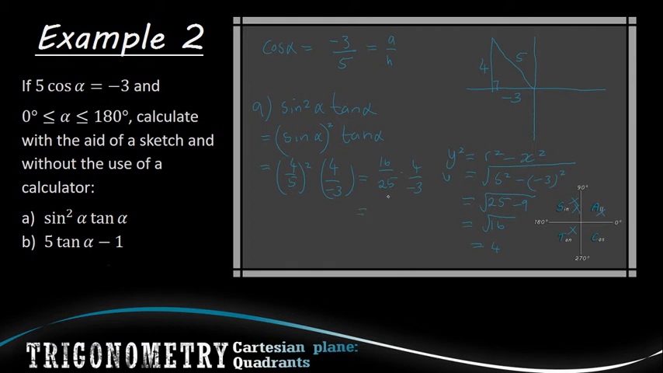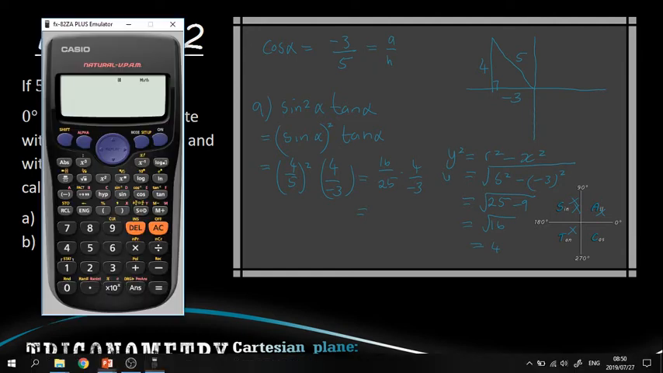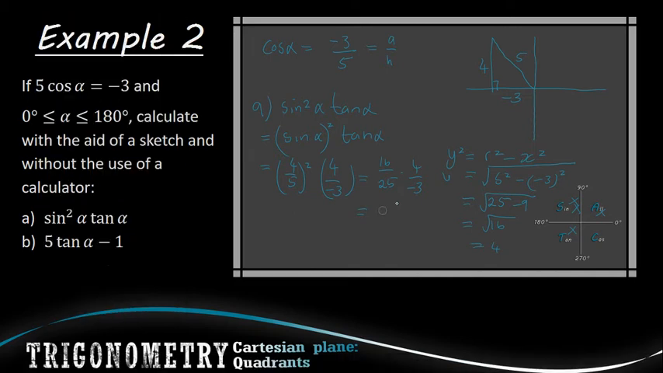So let's put this into the calculator. We'll have 16 over 25 times 4 over -3. This gives me -64 over 75. -64 over 75. And then the next value we need to calculate is b.